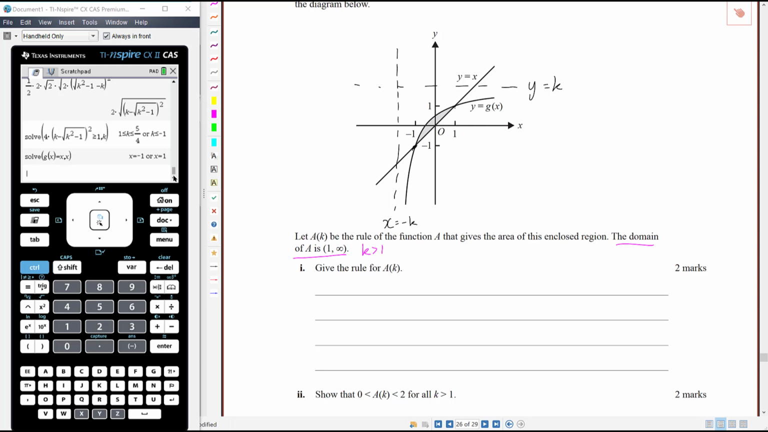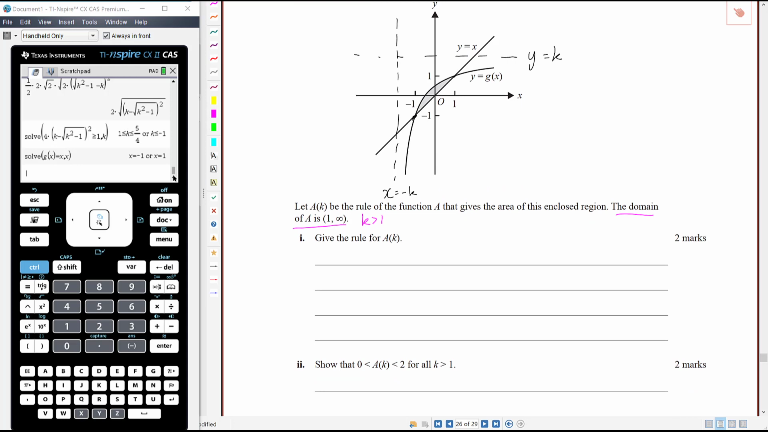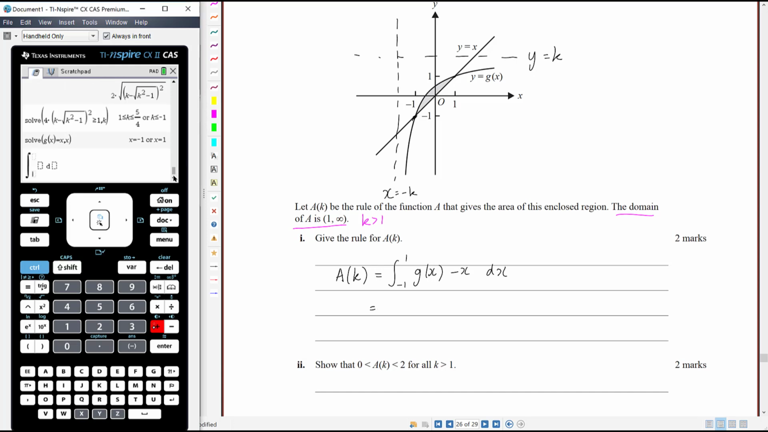So give the rule for a of k. Okay, so let's just get a rule. So we know that the area in terms of k is going to be the integral from negative 1 to 1 of g of x minus x. So let's get CAS to do that for us. From negative 1 to 1 of g of x with respect to x. And that's pretty horrible. Let's think about how we can do that more efficiently than that.